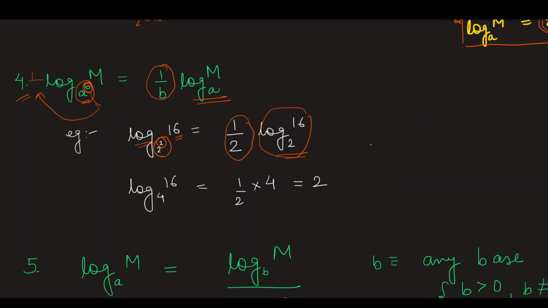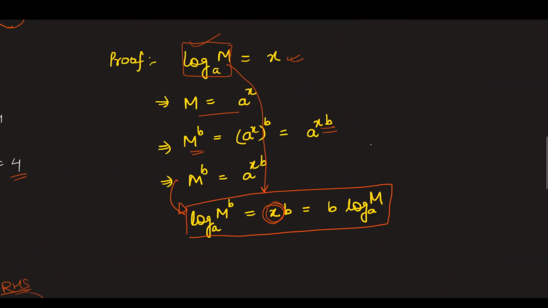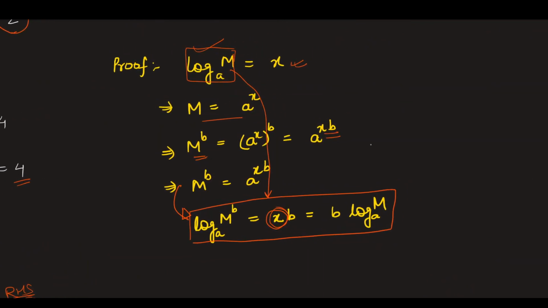So log 16 base 2 is 4. So 4 by 2 is 2. From RHS it is coming 2. And from LHS, 2 square is 4 and log 16 to the base 4 is also 2. Hence LHS is equal to RHS. It is a valid property. Its proof is similar to the third one. In this proof you just have to make a change in the power of a, not in the power of m, but in the power of a.